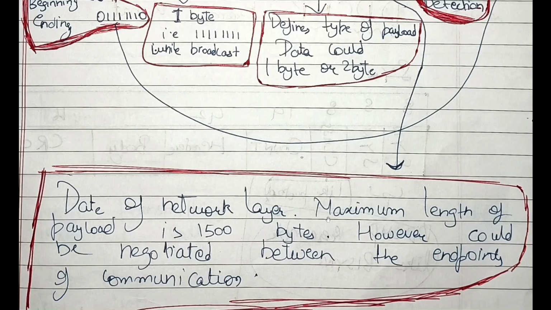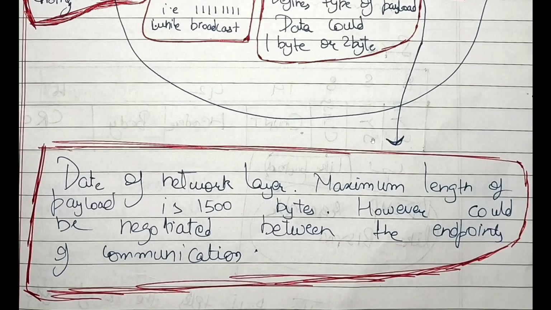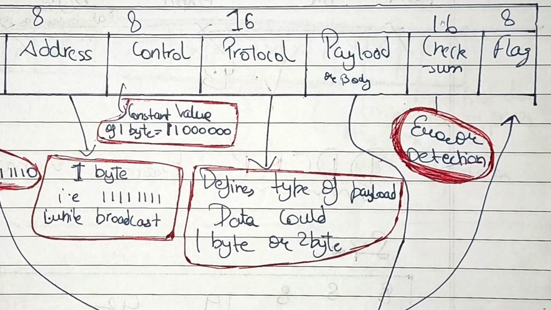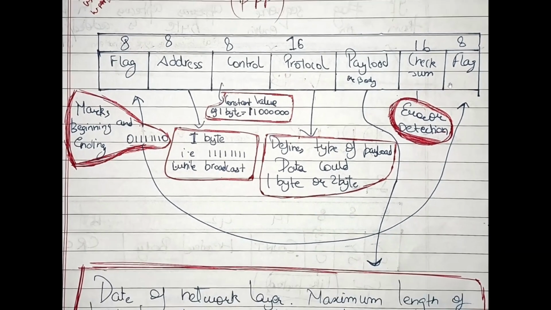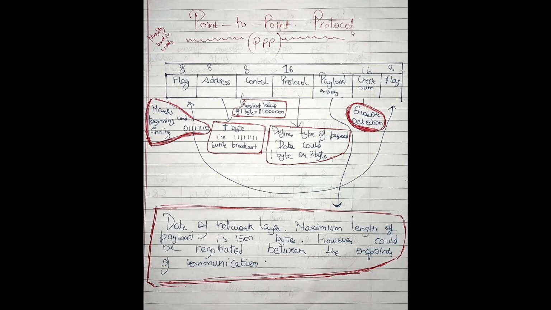Now the maximum length of payload is 1500 bytes. This is the maximum length that a payload can have. However, it could be negotiated between the endpoints of communication. So if the endpoints are communicating to each other and allow each other to exceed this, they might do it. However, in general, it is 1500 bytes. Afterwards it's 16 bits checksum, this is error detection, and at the end we have flag to denote the ending of a frame. Okay, this was about point-to-point protocol, PPP.